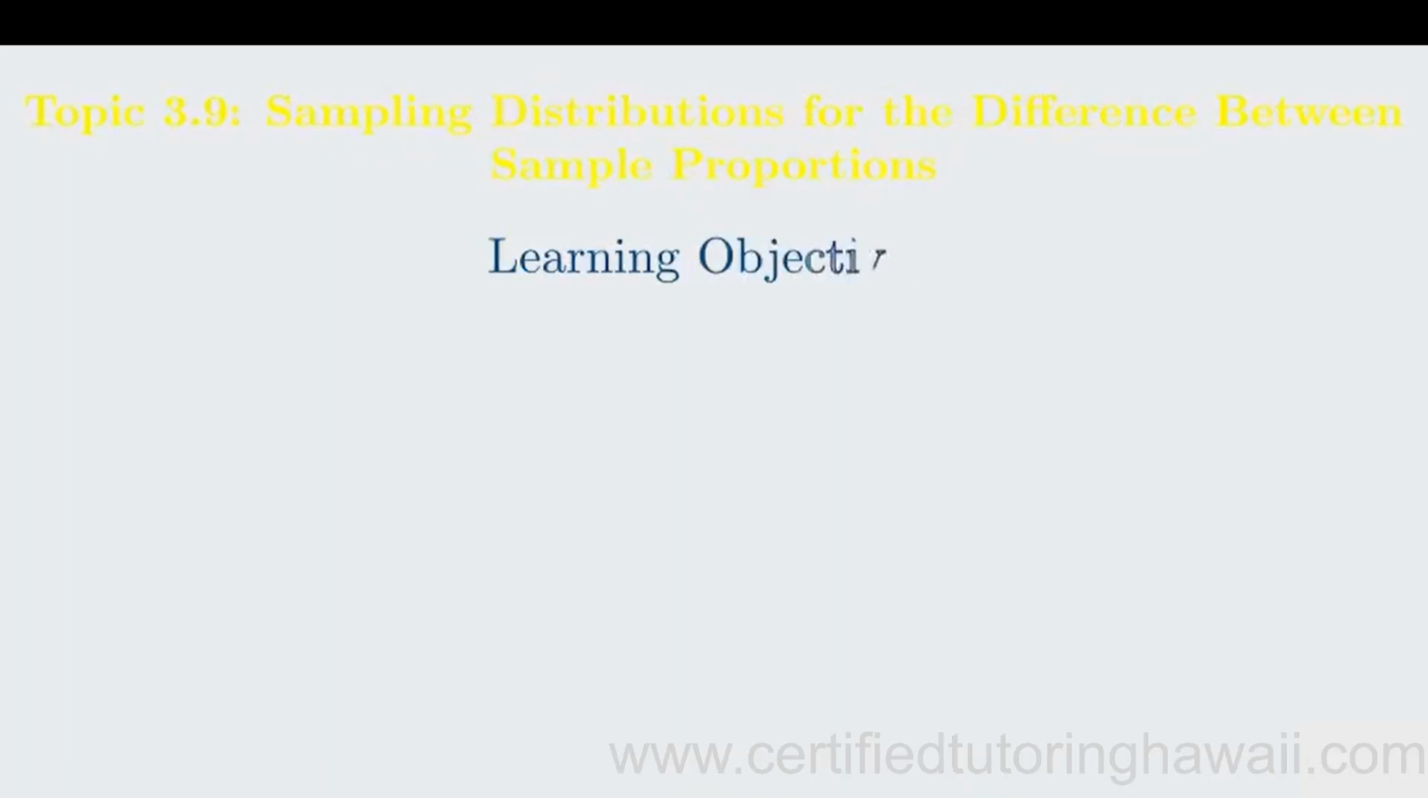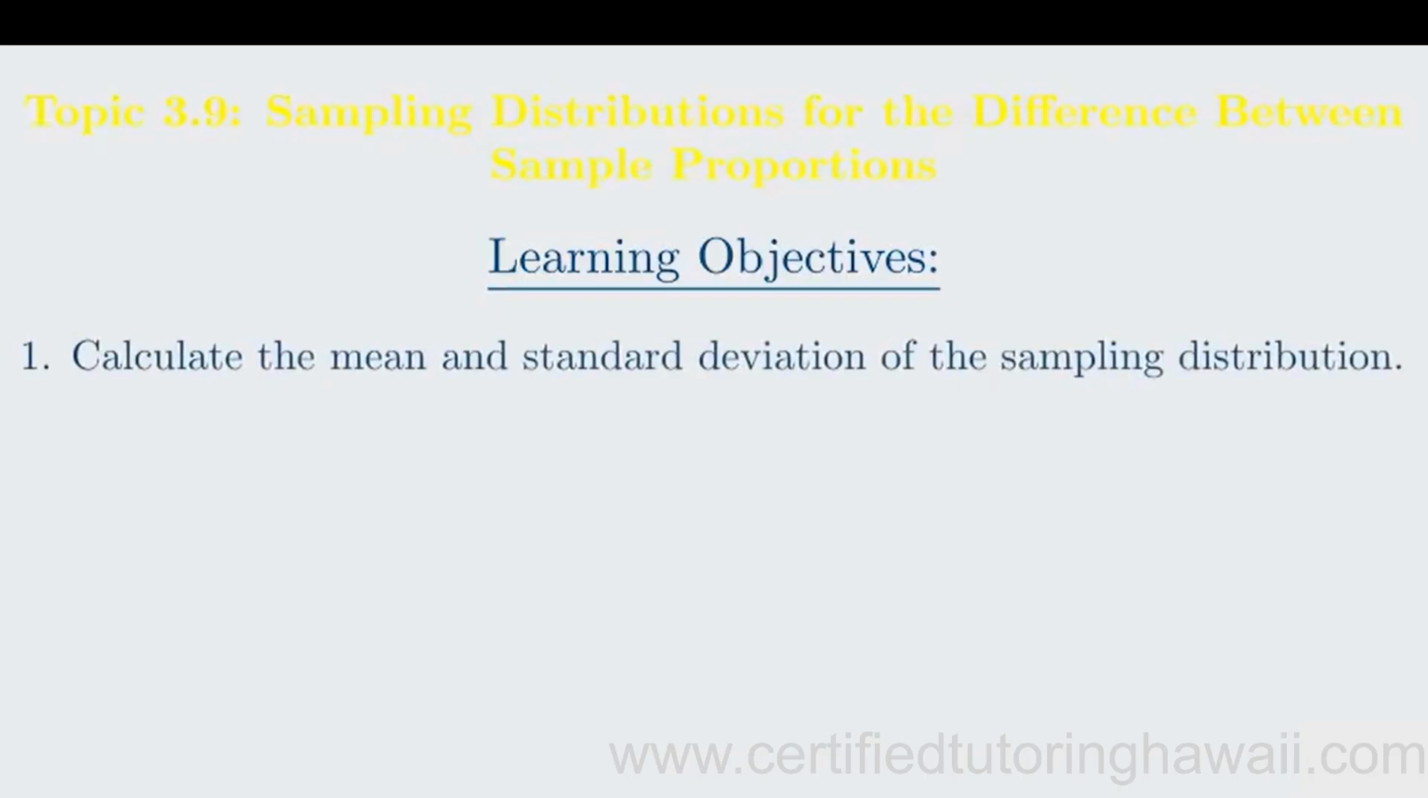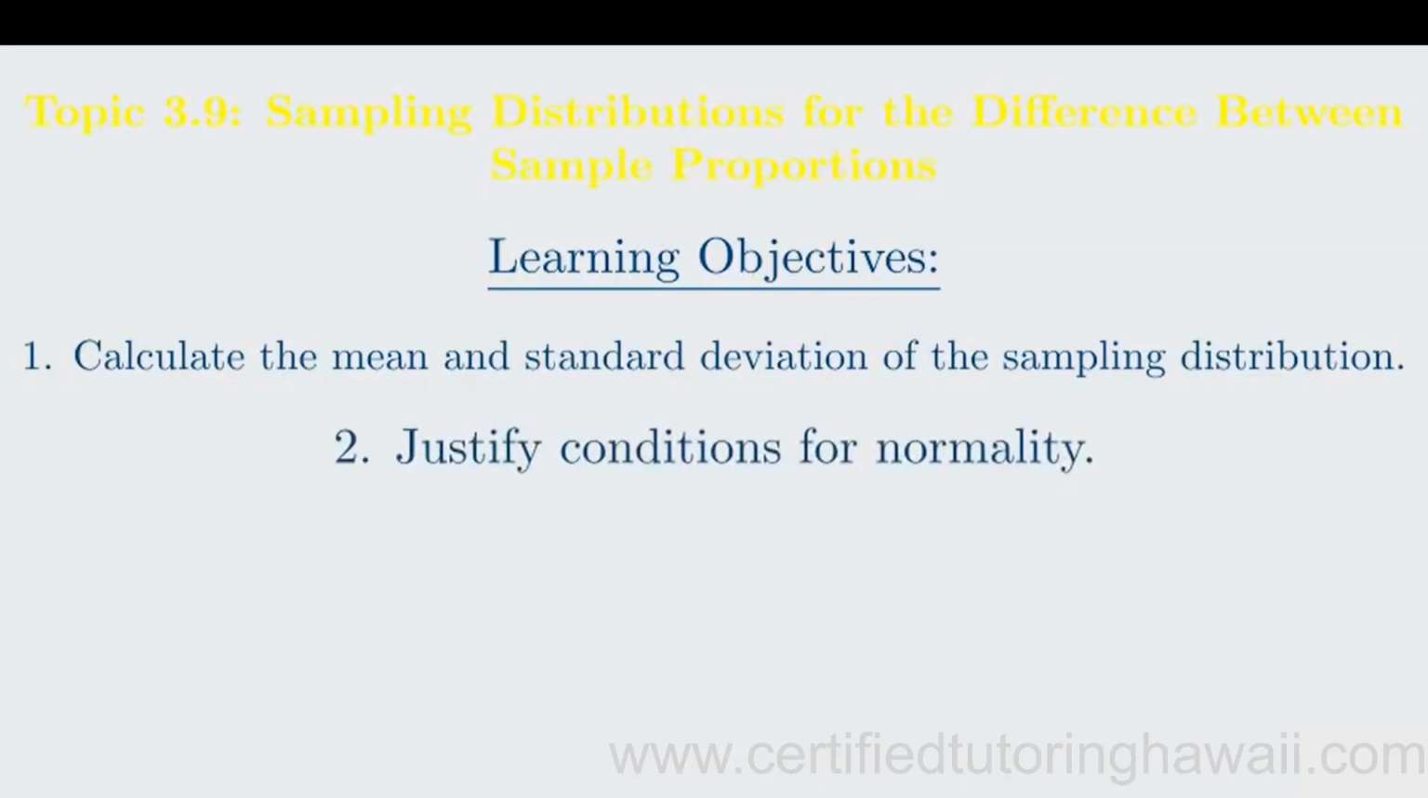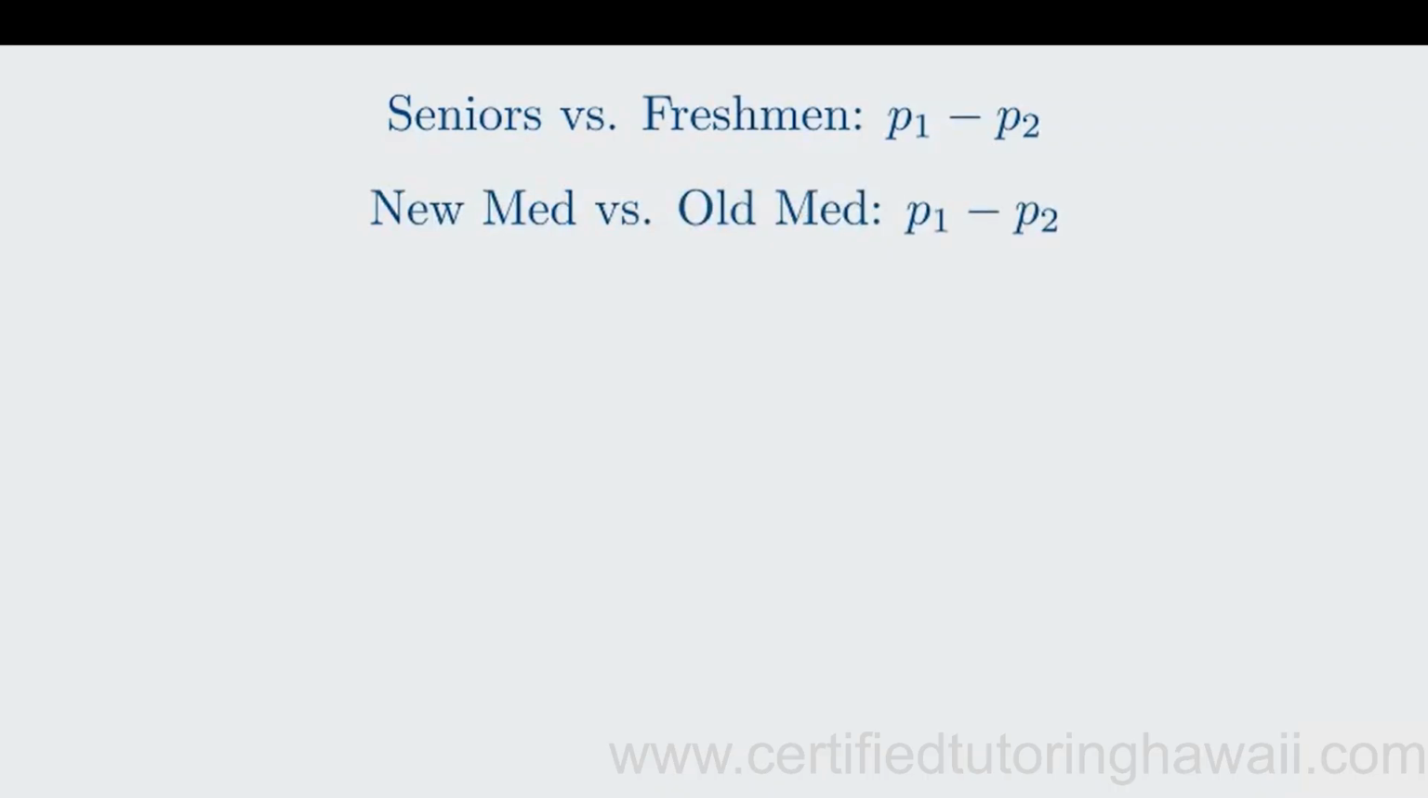Hello, today we are diving into a crucial topic in AP statistics, the sampling distribution for the difference between sample proportions. By the end of this lesson, you will be able to calculate the mean and standard deviation for the difference between two proportions, justify the conditions needed to use a normal model, and interpret these values in a real-world context. If you have ever wondered if a higher proportion of seniors at your school like coffee compared to freshmen, or if a new medication works better than an old one, you are looking at the difference between two sample proportions. Let's get started. In this scene, our goal is to define the parameters and statistics for two independent populations.